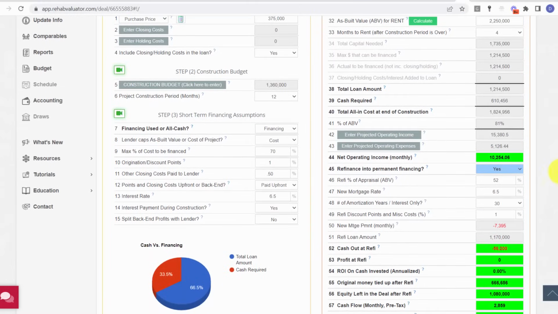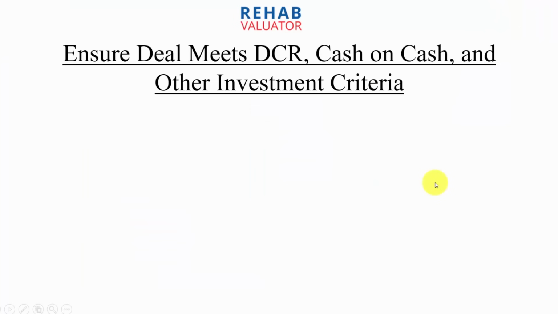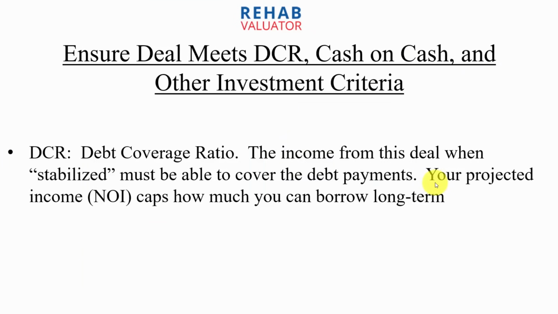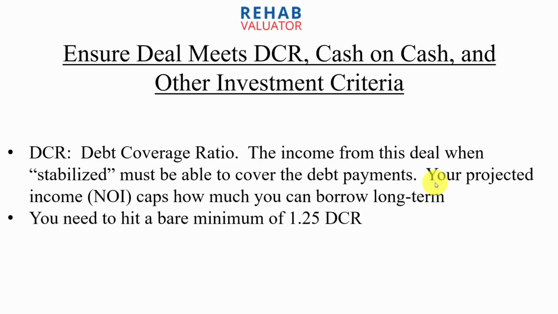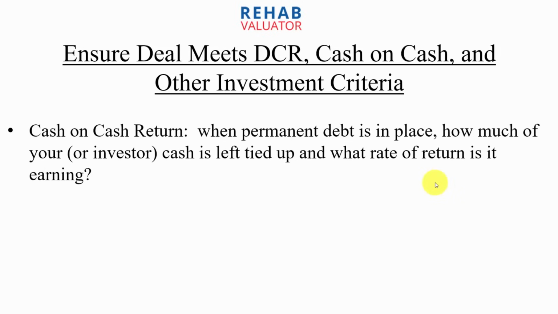So first of all, let's go to my slides here for a second. So we're in step 8. Ensure deal meets minimum debt coverage ratio, cash and cash, and other investment criteria. So debt coverage ratio, we just went over it. The income from this deal, when stabilized, must be able to cover the debt payments. Your projected NOI caps how much you can borrow long term. You need to hit a bare minimum of 1.25 DCR. So if you have a $10,000 mortgage payment every month, you need a minimum of $12,500 in net operating income every single month.